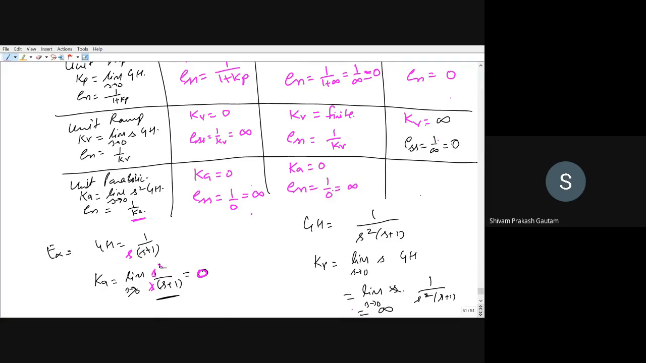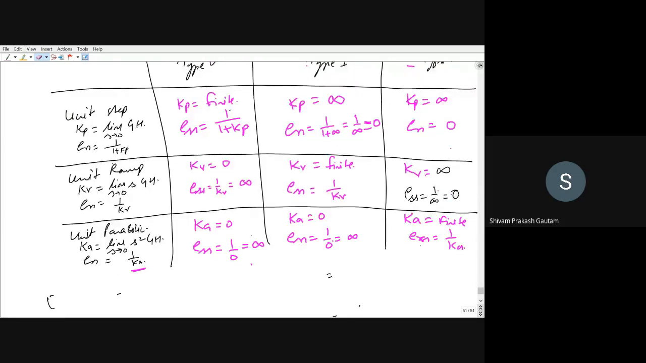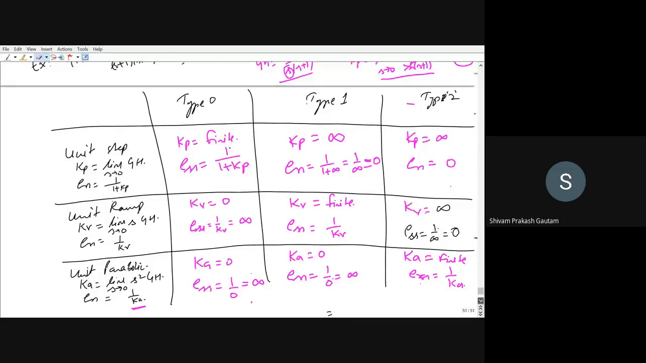Now, if I consider type 2 system, let us say S square, so S square will cancel out. So now you will be getting 1, that is finite. So Ka will be finite. So steady state error will be equal to 1 upon Ka. So just see, I will show the table again. Just focus on the table.